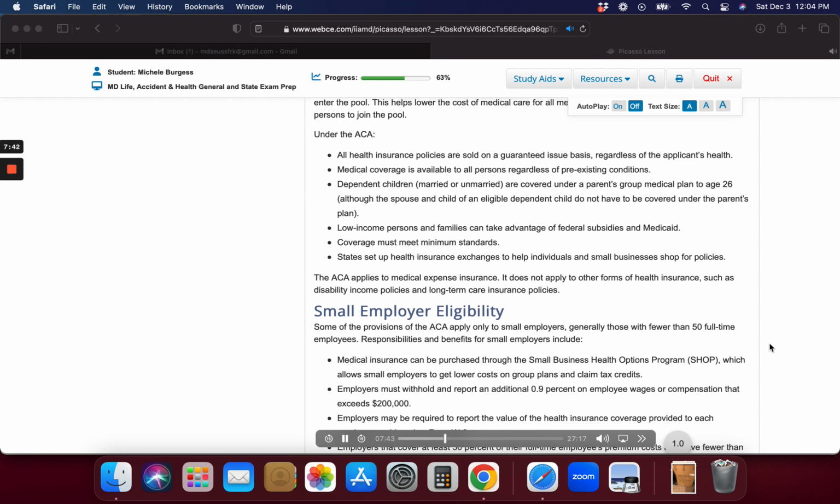Employers may be required to report the value of the health insurance coverage provided to each employee on his or her Form W-2. Employers that cover at least 50% of their full-time employees' premium costs and have fewer than 25 full-time equivalent employees may be eligible for the Small Business Healthcare Tax Credit. Benefits for dependent children. Though states differ in the ways they require health insurers to cover dependent children, some requirements are common to individual and group health plans in all states.